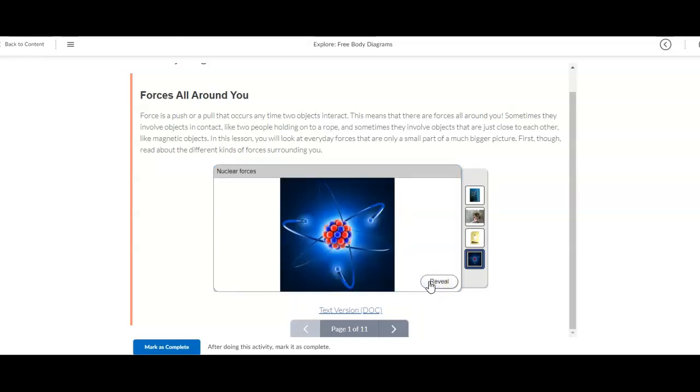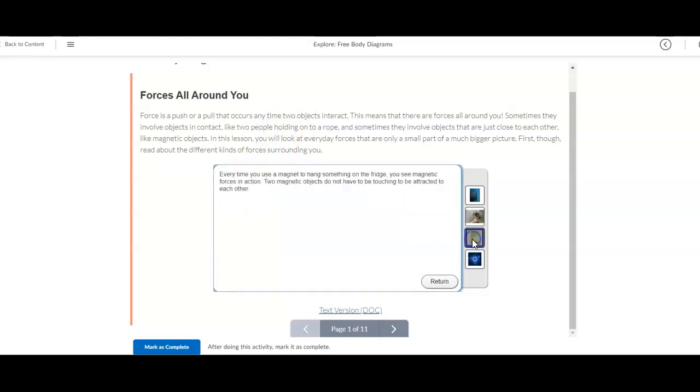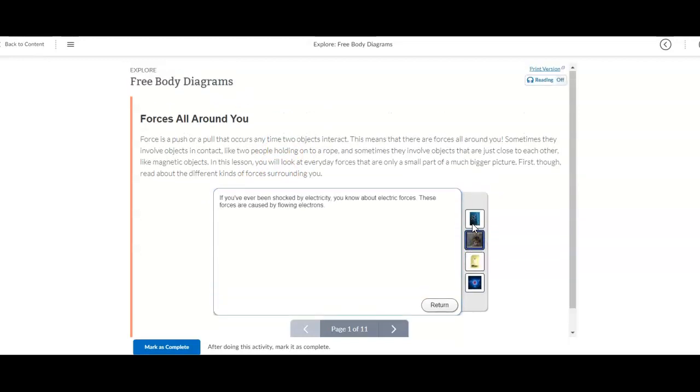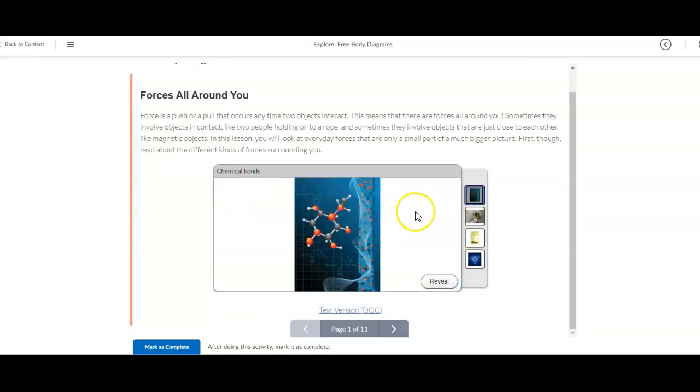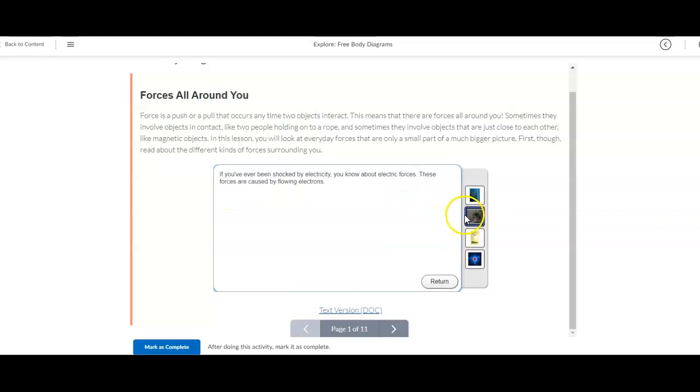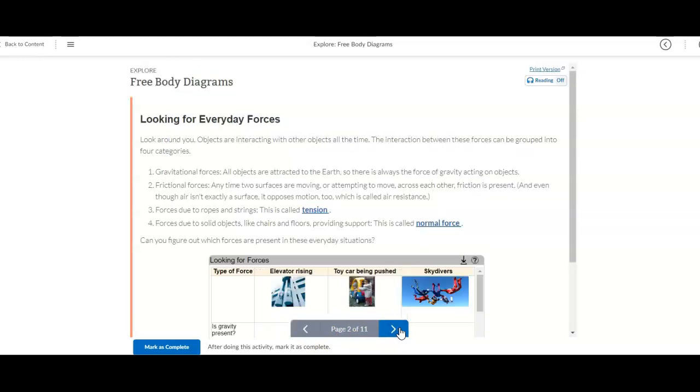Okay, so a couple things noteworthy on this page is force, push or pull, that occurs anytime 2 objects interact. And then all the types of forces is what I would list: nuclear, magnetic, electric, and the forces that hold molecules together. Chemical bonds are held together with forces. All right, so that gets guiding question 1 answered, and we're ready to go on to page 2.